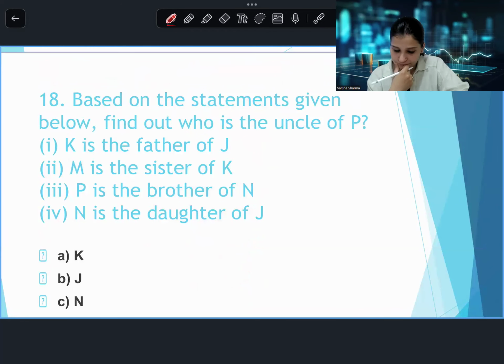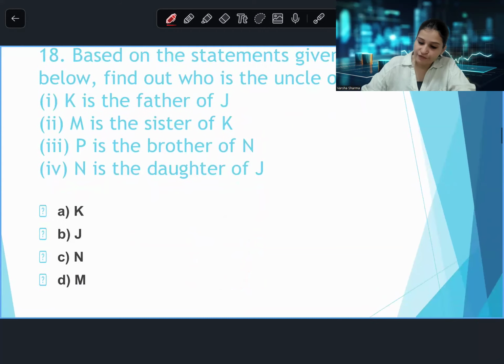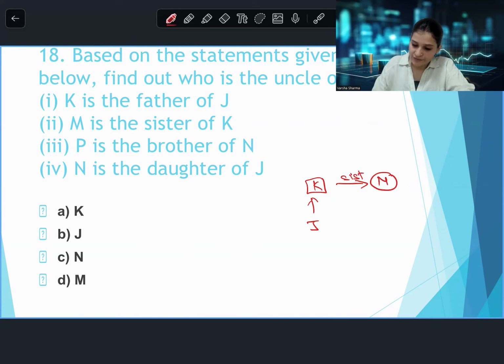18. K is the father of J. M is the sister of K. P is the brother. N is the daughter of J. And P is the brother of N.